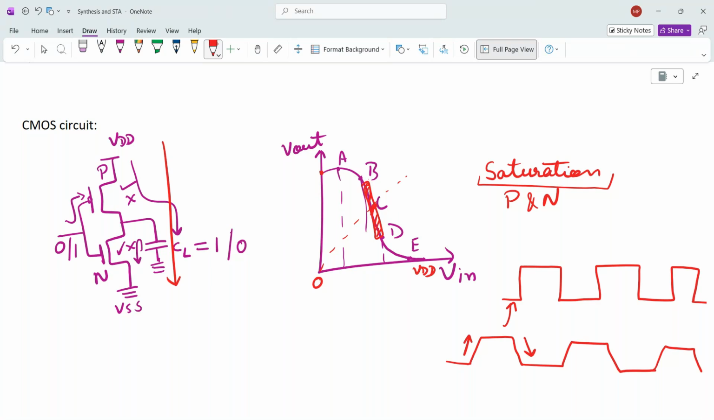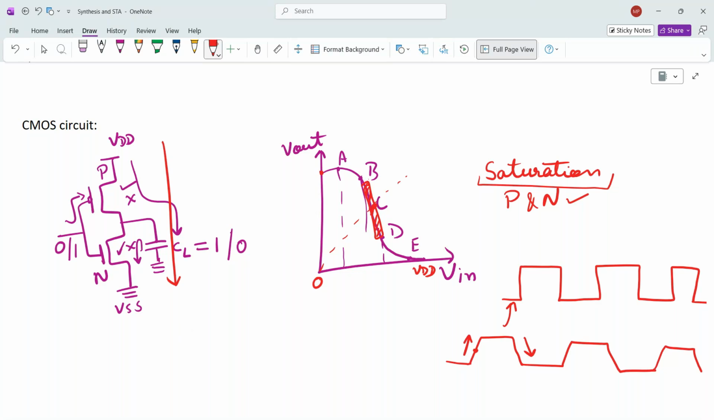That is why we want it. When the transition is shorter, the switching happens for a very small amount of time during which the PMOS and NMOS will be in the saturation region, and less power will be dissipated. That's when we will understand why we are checking it.